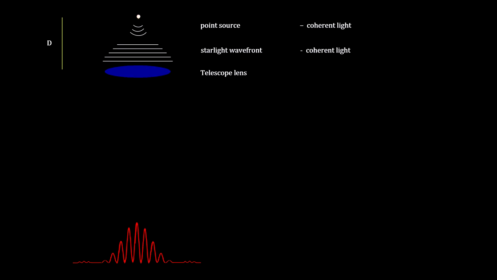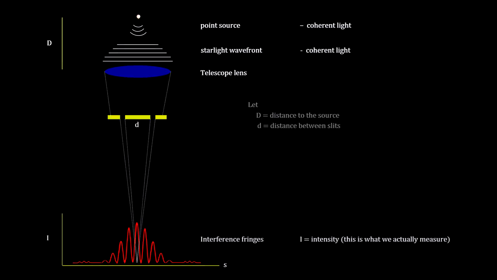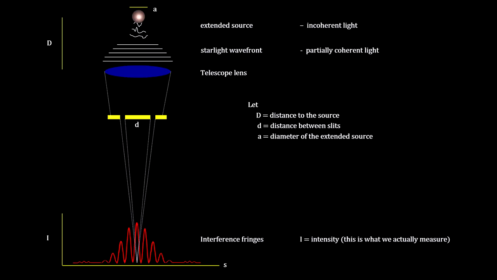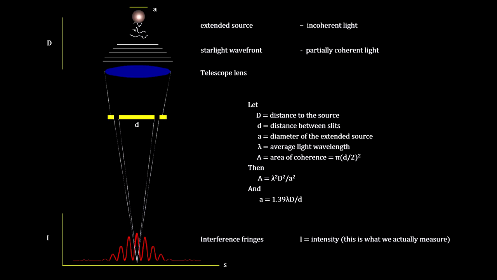A point source for starlight would produce coherent light, and at any distance from the source, the light would create interference patterns. But there are no point sources in nature. Stars have a diameter on the sky. An extended thermal light source would start out with incoherent light. But as the light moves away from the source, its coherence increases, just like with the ducks on the pond.